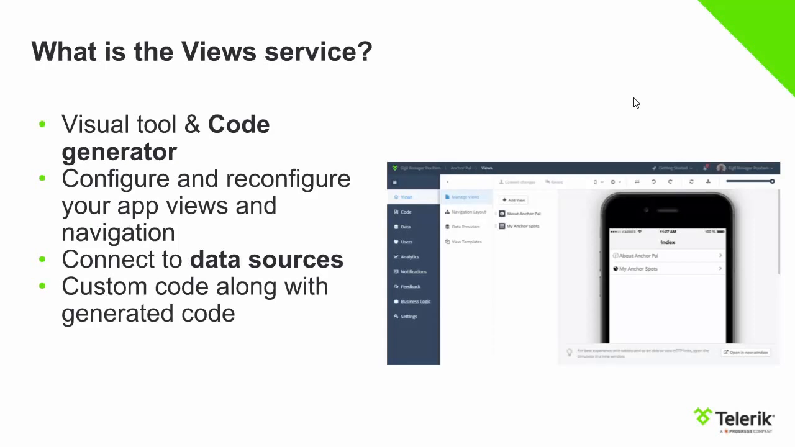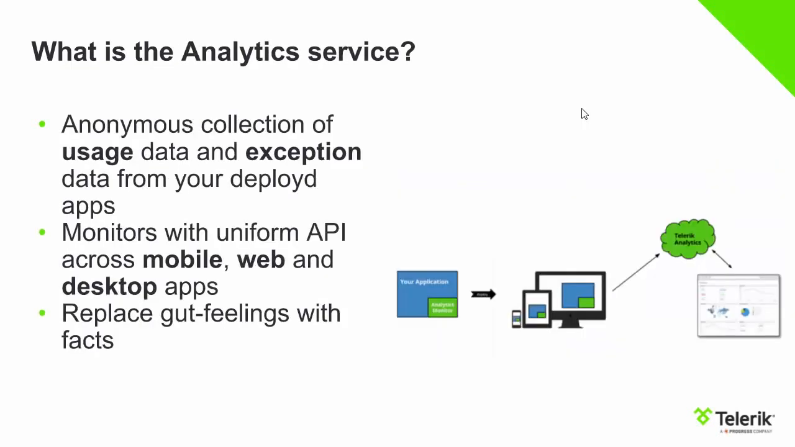So what is View Service? Basically, it's a code generator. You can specify the views and the navigation you want in your app from a visual tool that is accessible within the Telerik platform from the web browser. You simply specify what you want, and then the code is generated for you and added to the project. You can also connect to data sources like Telerik backend services, and you can add your own custom code to your project.